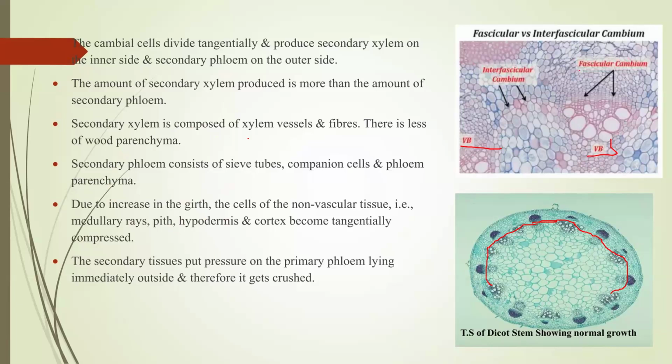Here the secondary xylem is composed of xylem vessels, fibers, and a little wood parenchyma, whereas the secondary phloem consists of sieve tubes, companion cells, and phloem parenchyma. Due to the increase in girth, the cells of the non-vascular tissue, that is the medullary rays, pith, hypodermis and cortex, become tangentially compressed. The secondary tissue puts pressure on the primary phloem lying immediately outside, and it gets crushed.